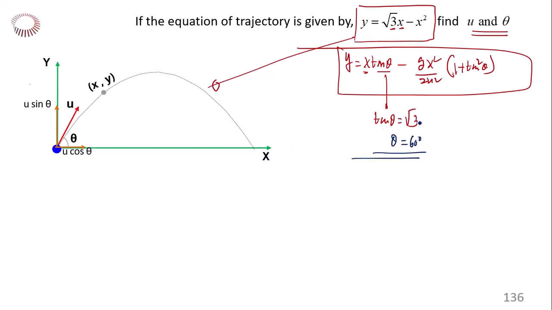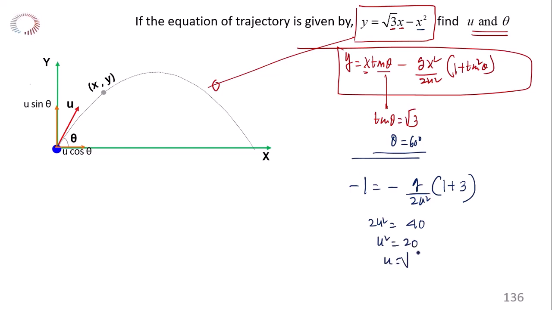Once theta equals 60 degrees, now compare the coefficient of x square. The coefficient of x square is minus 1. Here the coefficient of x square is minus g by 2u square into 1 plus tan square theta, and tan square theta is 3. So minus 1 equals minus g by 2u square into that. Negative and negative cancel out, so ultimately I am getting 2u square equals 40. That means u square equals 20, so u becomes root 20. So these are the two answers.